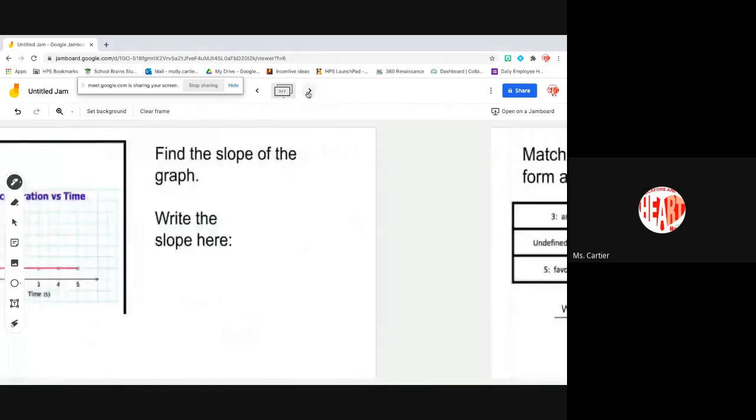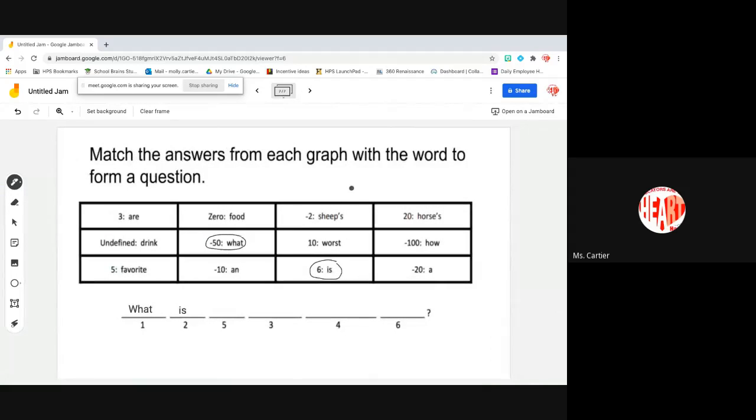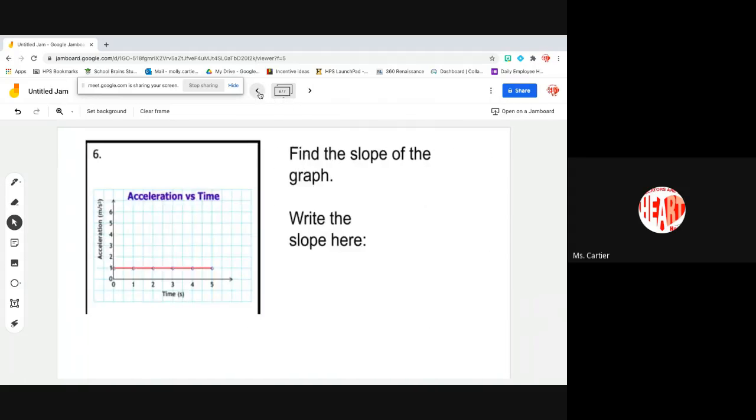We're going to go all the way to the end. Negative 2 sheeps. That was from number 3. Sheeps. Okay, what is sheeps? All right, now we go to number 4.